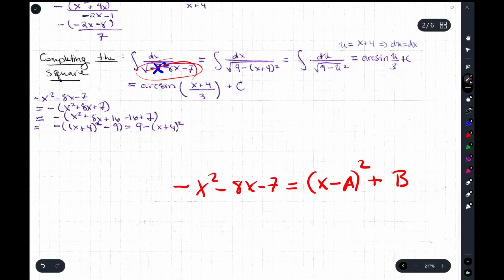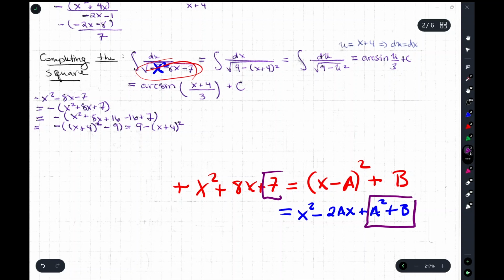So for this one in particular, I would factor out that minus sign, and so just have a plus there for everything. And then notice that when you distribute this, you'll get an x squared minus 2ax plus a squared plus b. And so from that, you know that the a squared plus b needs to equal 7, and this 8 needs to equal minus 2a.